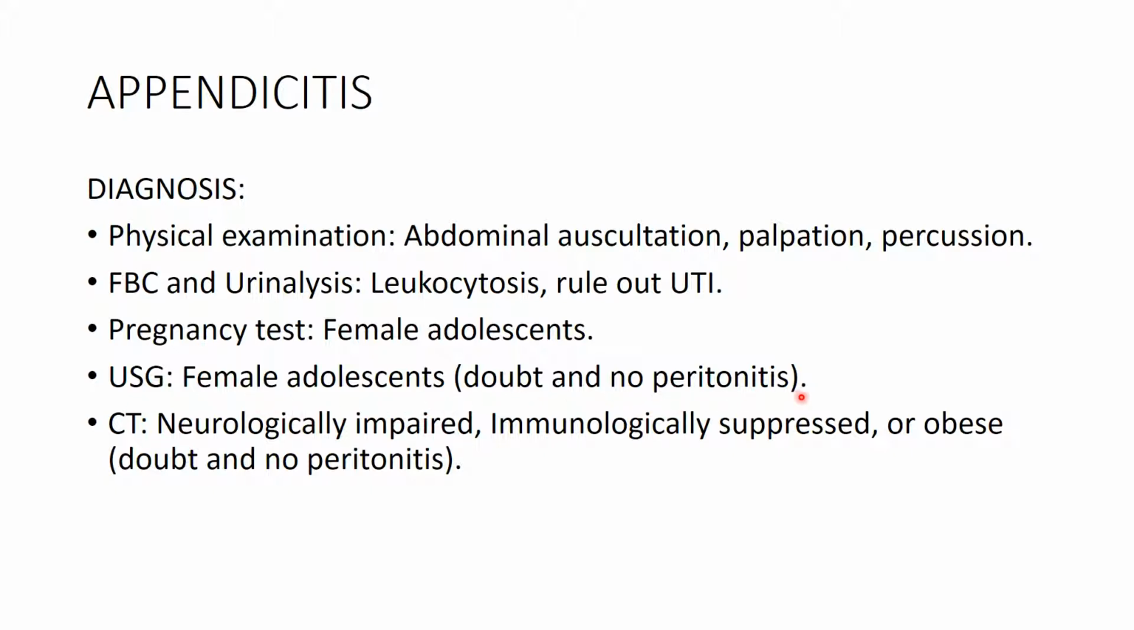With doubt and no peritonitis. Remember, adolescent is age between 10 and 19 years. A 10-year-old and a 19-year-old are adolescents. USG in female adolescents with doubt and no peritonitis. CT in the neurologically impaired, immunologically suppressed, or obese, with doubt and no peritonitis.